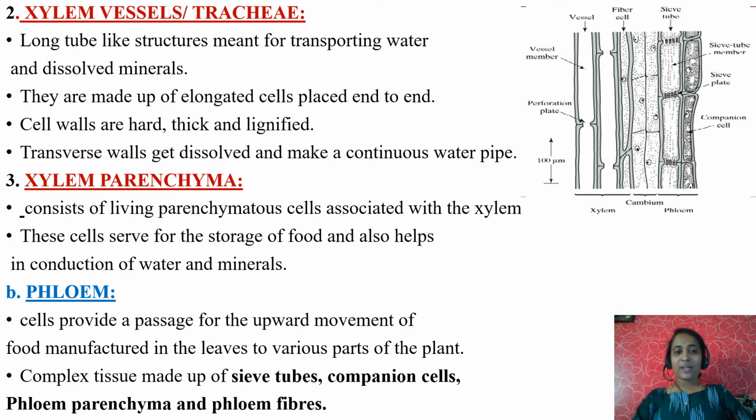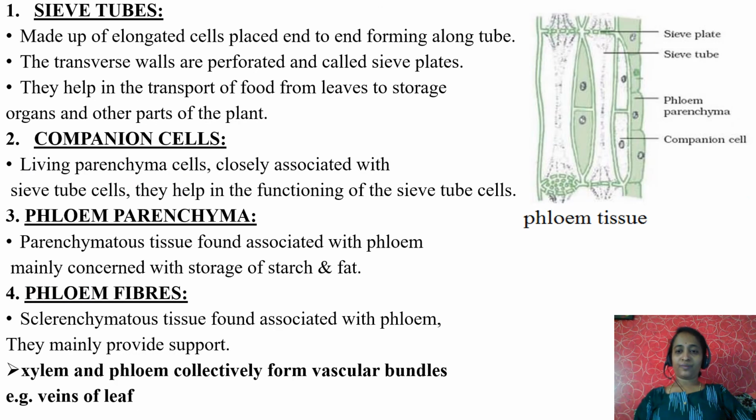The cells provide a passage for the upward or downward movement of food manufactured in the leaves to various parts of a plant. This is a complex tissue made by more than one type of cell. Examples: sieve tubes, companion cells, phloem parenchyma and phloem fibers. These are the 4 different types of phloem tissue.